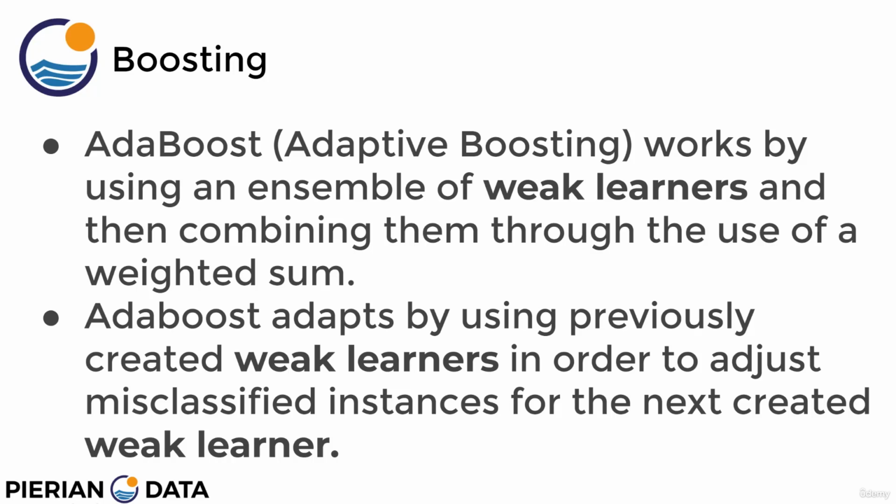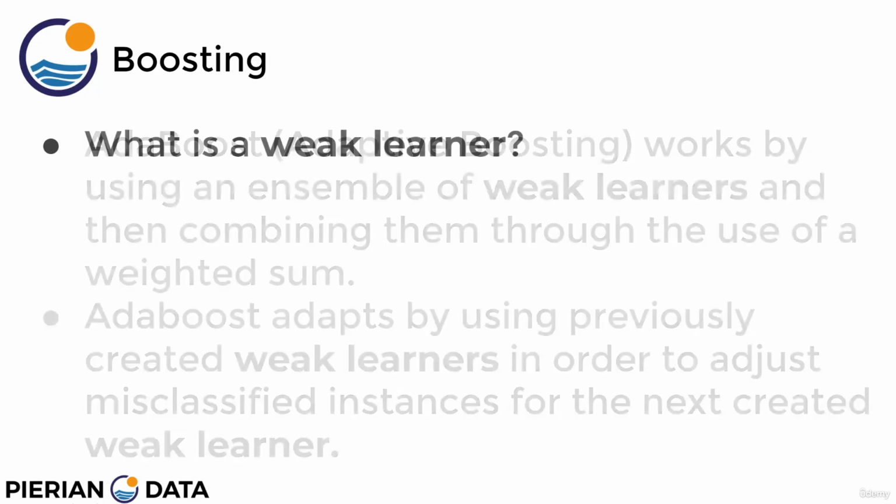And AdaBoost adapts by using previously created weak learners in order to adjust misclassified instances for the next created weak learner. So that's a really interesting idea because instead of developing a bunch of trees in parallel, like you could with random forest, adaptive boosting is developing these trees in series. So you develop one tree and use your learnings from that tree and the data set in order to build the next tree. And we're going to see how that process actually works. That's why it's known as adaptive boosting, because you're adapting based on your findings from the previous tree.